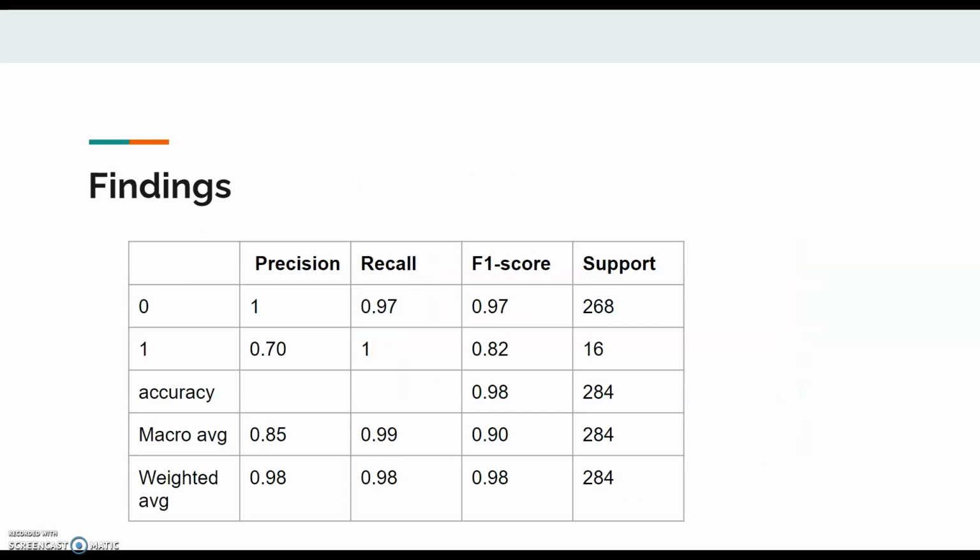Now, what are our findings? The best model performed at the highest level of accuracy possible. The most important score we want to look at is the recall score. A score of 1 or 100% means that there were no false negatives.